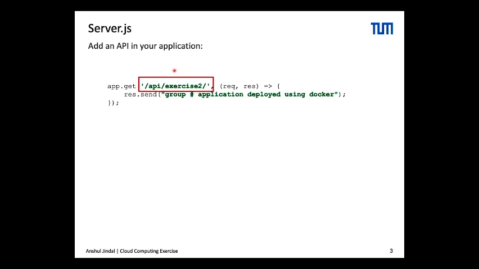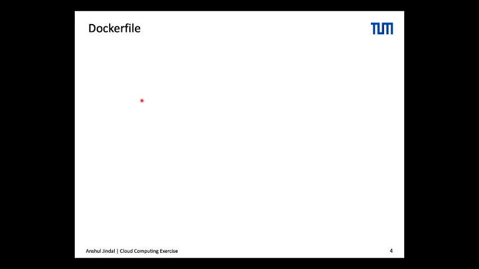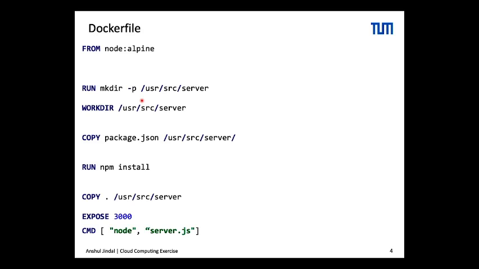I think the difficult part was that some of you were using res.json over here, but it has to be a simple string message. That's why one has to specify res.send. The next task was for you to deploy your application using Docker. For that, you have to write the Dockerfile.